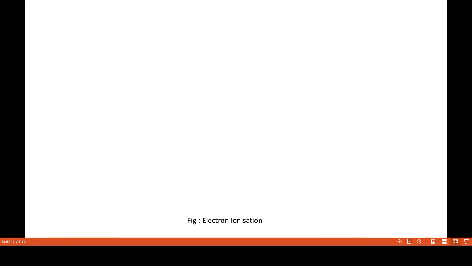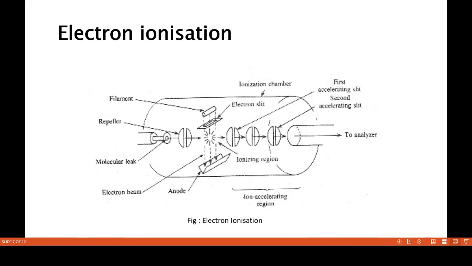Then in the next slide we will see the construction and working of this electron ionization. This is the figure of electron ionization. In this figure we see the ionization chamber. Here the first is the electron beam. This one is the molecular leak through which the gaseous samples are introduced. This is a repeller. What is the role of this repeller?